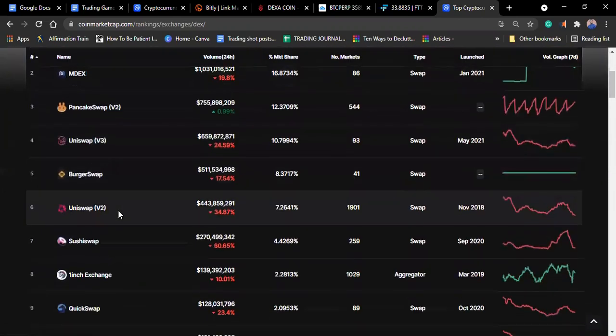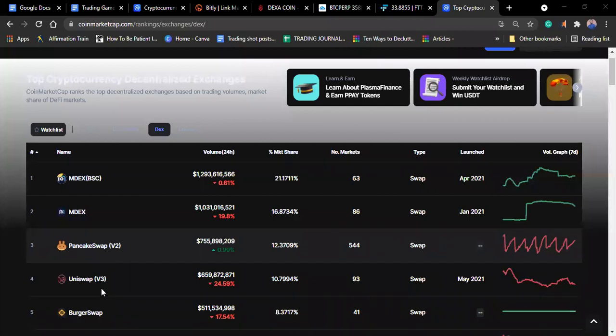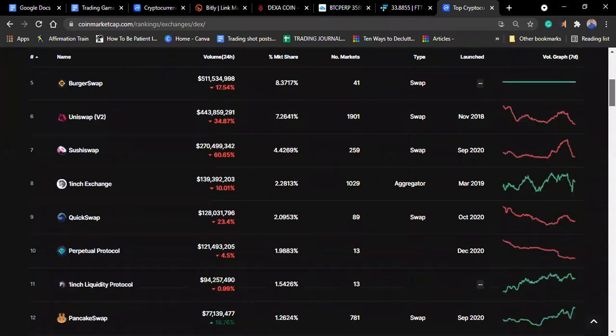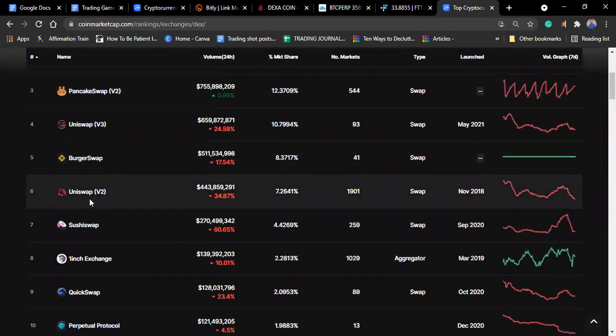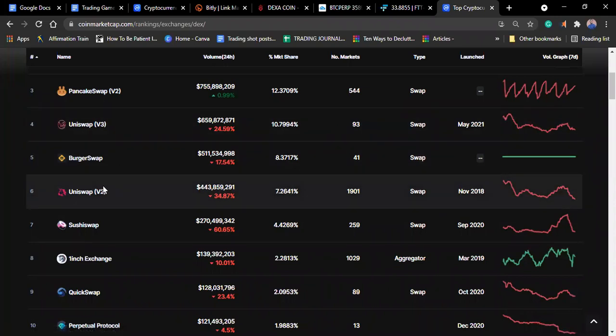Now, these are examples of decentralized exchanges. You have MDEX, MDEX BSC. BSC means Binance Smart Chain, it's a blockchain. You have MDEX, you have PancakeSwap, you have Uniswap, you have BurgerSwap. You have Uniswap version 2, version 3. They mean slightly different things.